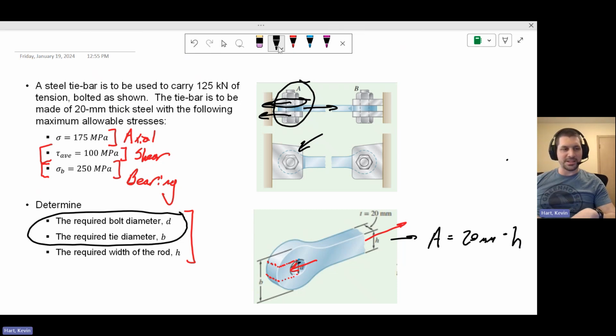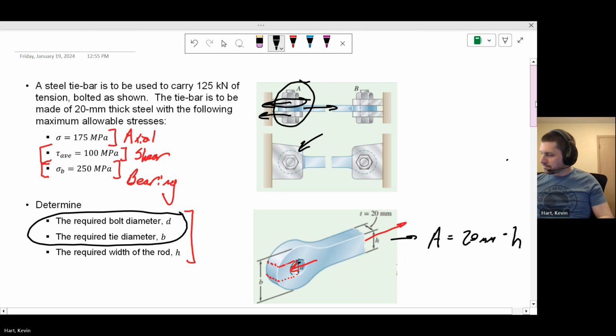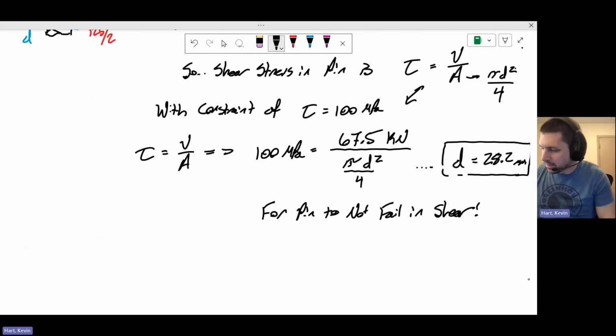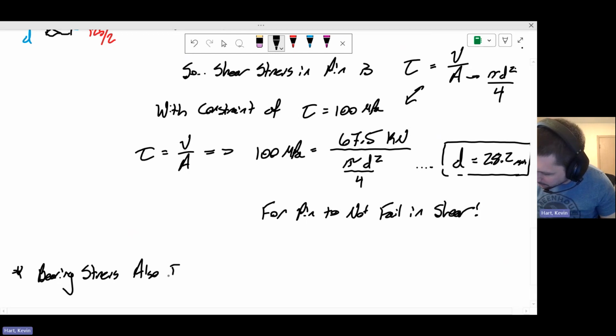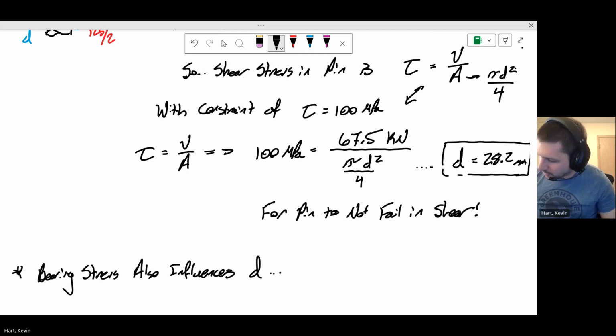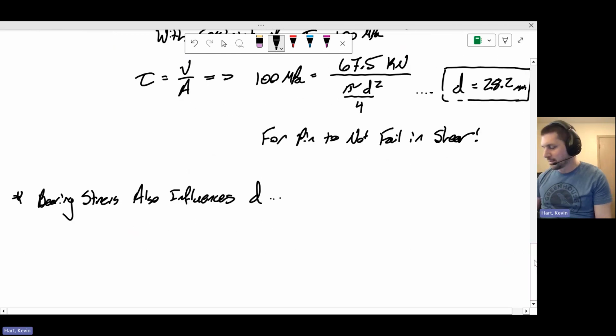Okay, so let's see if we can sketch ourselves a little picture of that and determine, all right, forget about the diameter required so that the pin doesn't fail in shear. We probably have a certain limitation in the diameter here so that we don't also fail by bearing stress. So I'll say here, bearing stress also influences the variable d. So we need to check what minimum diameter we need so that we don't fail by bearing stress as well. So let's sketch a little picture of this.